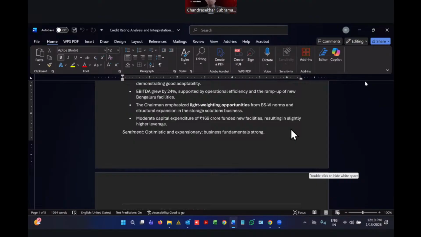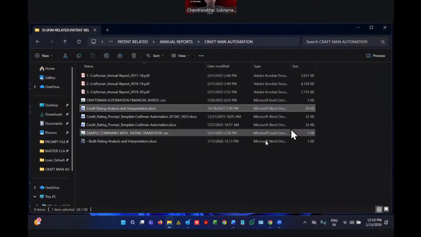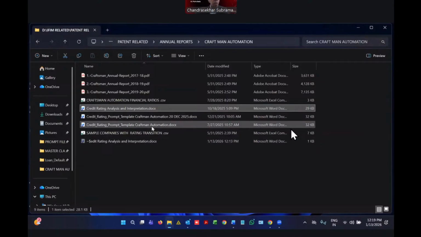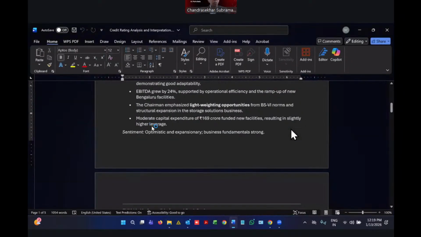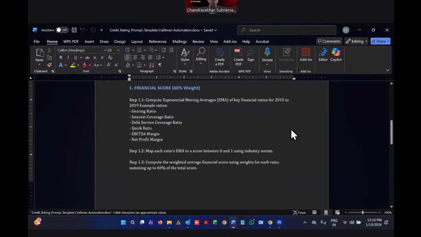This is basically something like a scorecard. It is something like a scorecard. If something is there, let me see. Some values are there, I will just show you.